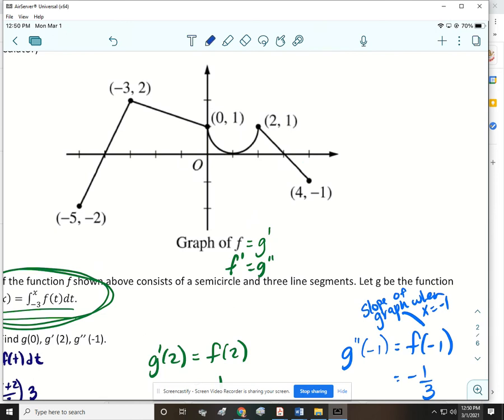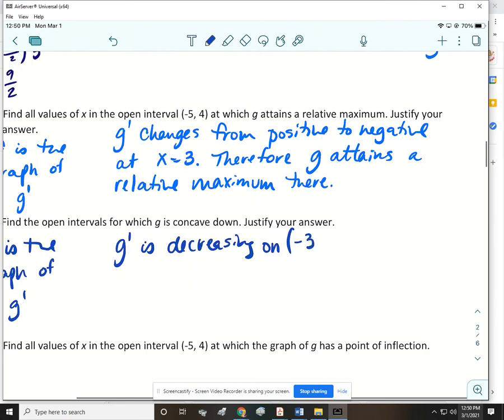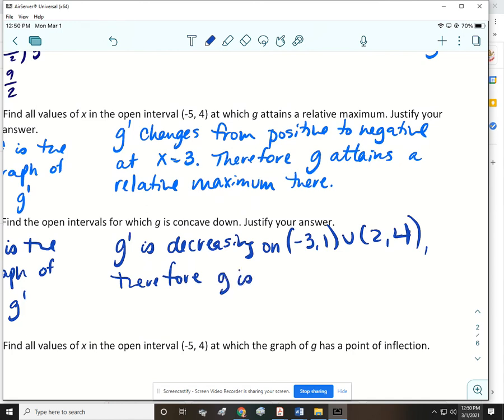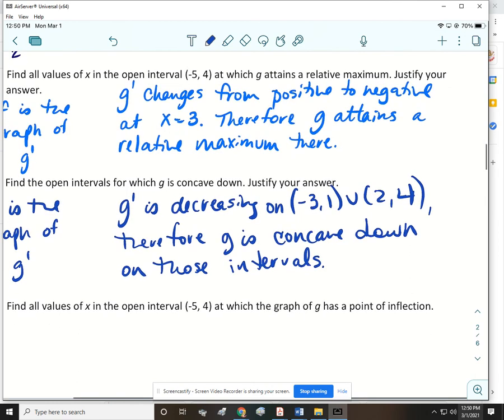-3 to 0 and, oh, what? Sorry, -3 to 1. My bad. -3 to 1 and 2 to 4. Good. Therefore, G is concave down on those intervals. Or you could say it is concave down there.